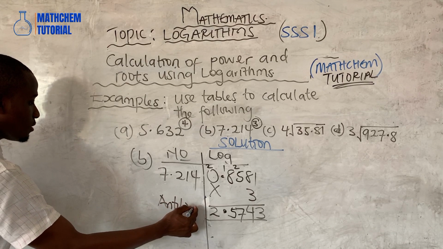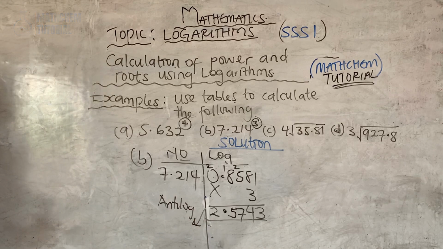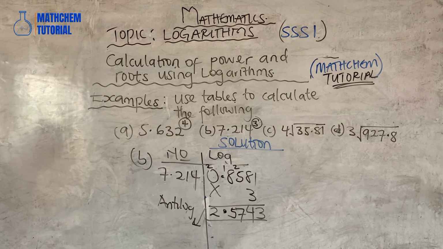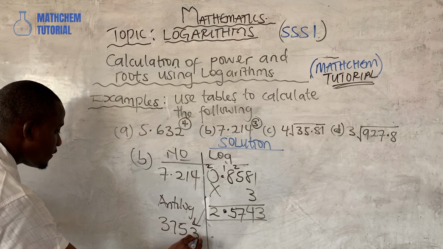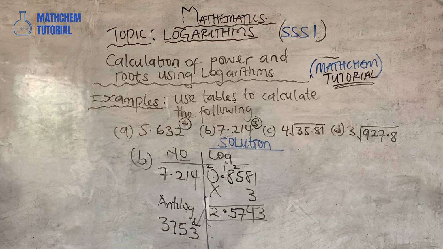So on my anti-log, I can put this arrow here. Then I will check on my anti-log table 0.5743. 0.57 under 4 difference 3. 0.57 under 4 is 3750. Difference of 3 still gives me 3. So 3750 plus 3 gives me 3753. So then I'll come here and say 3753. Now the issue is, where will I put my decimal point?